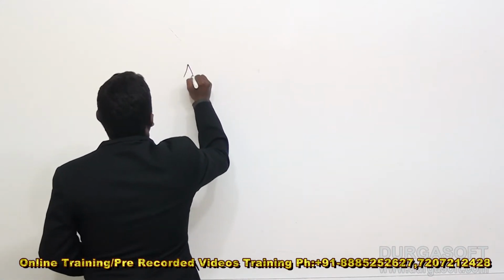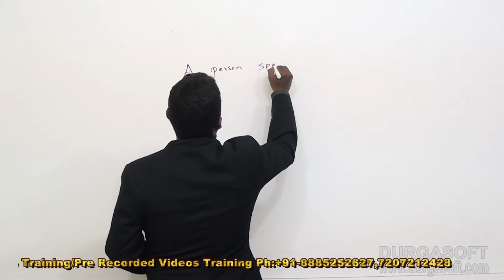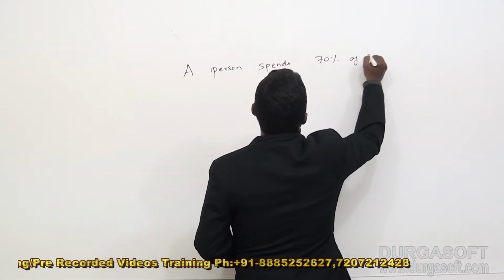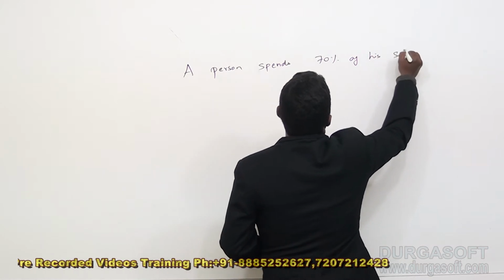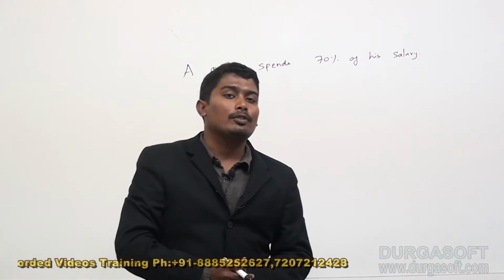The question that we will be discussing now is a question based on savings and income. A person spends 70% of his salary.